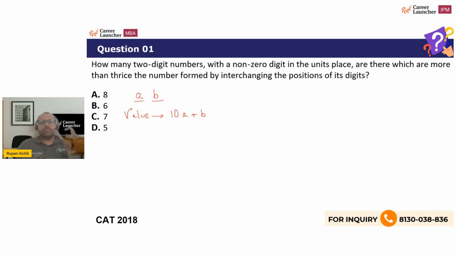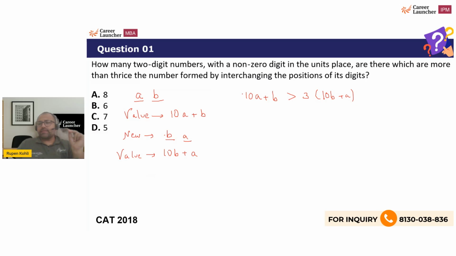Now, when we flip the number, that's what he's saying. When we interchange the positions of its digits, the new number that we get is ba, and its value therefore is 10b plus a. So it is the value of the number on which the constraint is. How many numbers ab are there whose value, which is 10a plus b, is more than thrice the value of the second number, so thrice of 10b plus a.